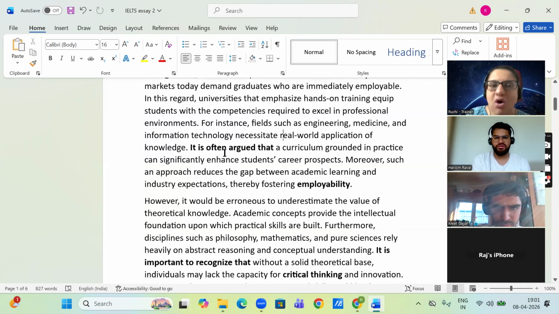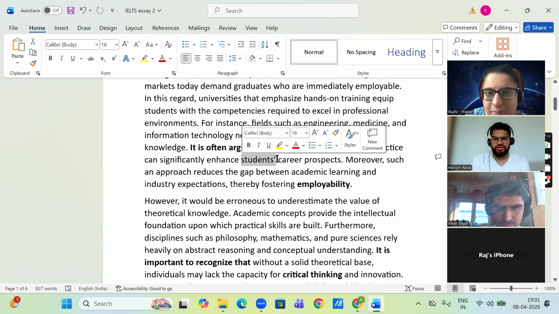Now, it is often argued that a curriculum grounded in practice, practice meaning practical work, okay? Hands on again. It is often argued that a curriculum grounded in practice can significantly enhance students' career prospects. Look at students, there is an apostrophe after the s. You know the use of an apostrophe, right?